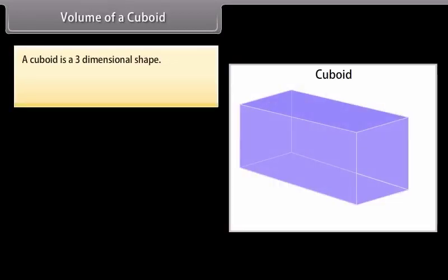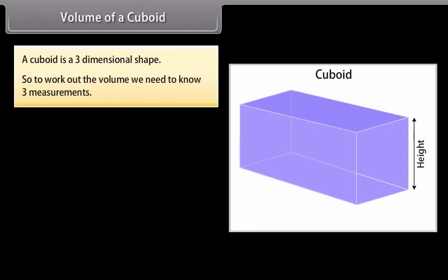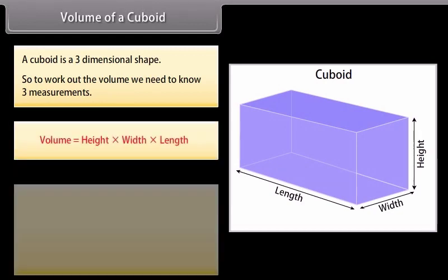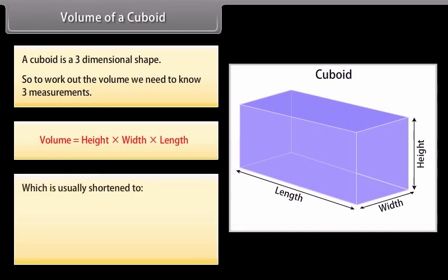Volume of a cuboid. A cuboid is a three-dimensional shape. So, to work out the volume, we need to know three measurements. Look at this shape. There are three different measurements: height, width, length. The volume is found using the formula, which is height into width into length, which is usually shortened to V as h into w into L, or more simply, V is equal to LWH.